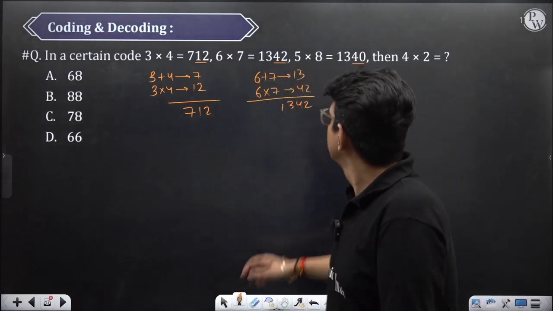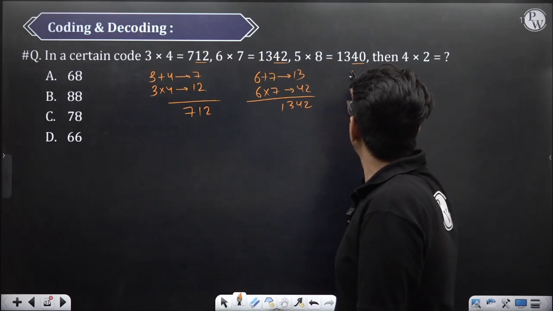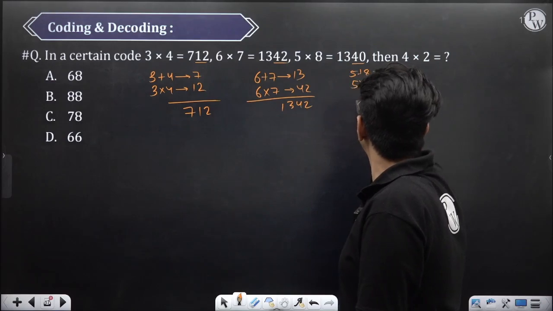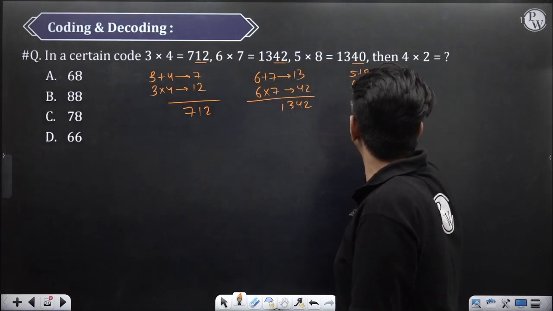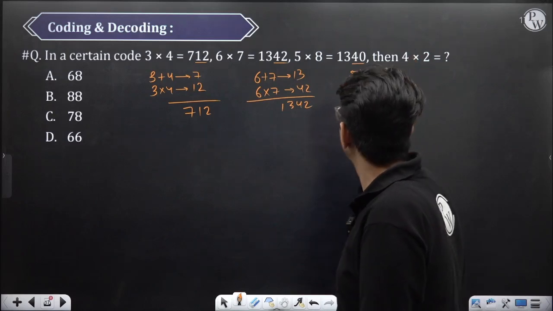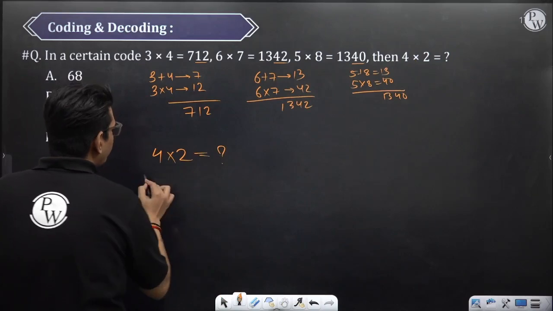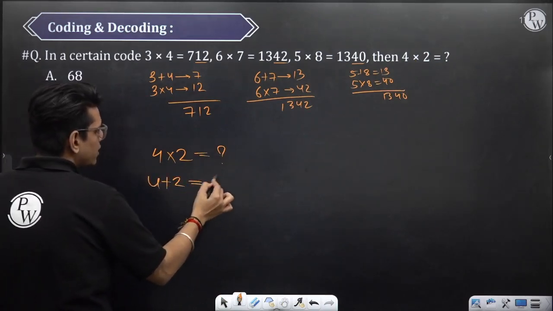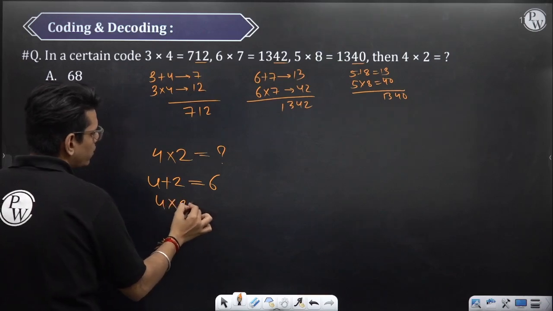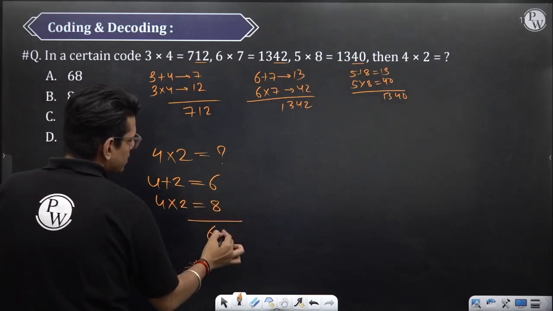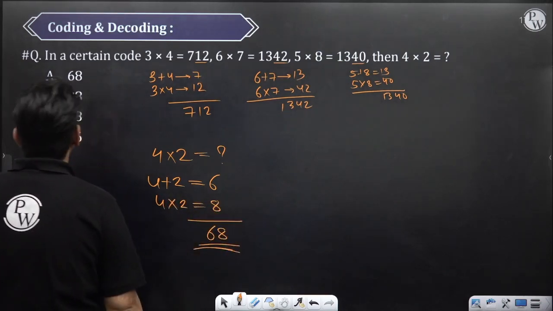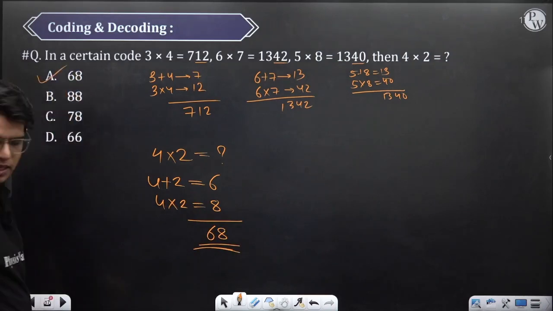Okay. Here, 5 plus 8 is 13. Also, 5 into 8 is 40. So the number is 1340. Now we need to find 4 into 2 equals question mark. So 4 plus 2 is 6 and 4 into 2 is 8. So the number is 68. Okay, so the number is 68.